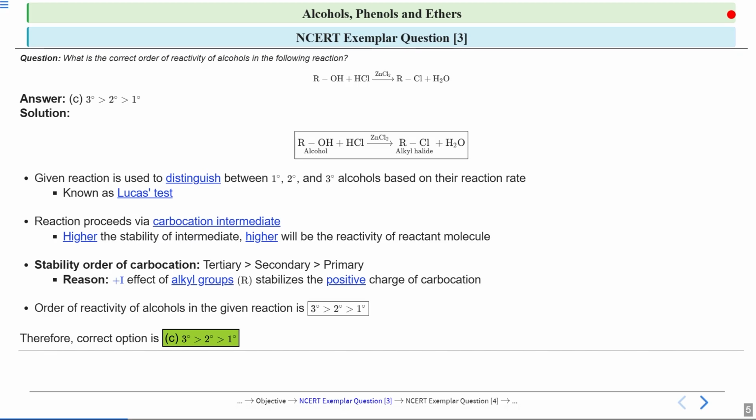This is because the intermediate of the primary one is very less stable, since only one R group is attached to the carbon. There is only one alkyl group, so the intermediate is not stable. So primary alcohols do not show turbidity.